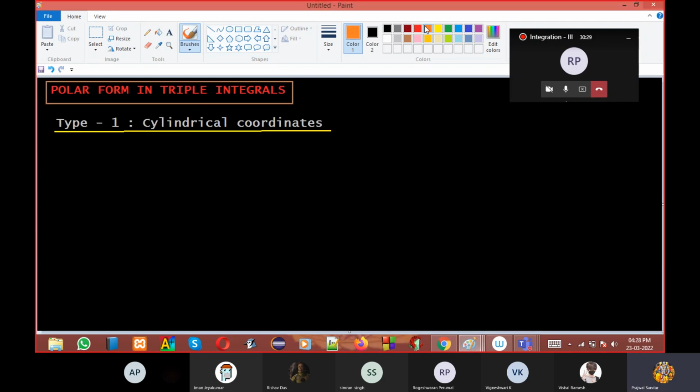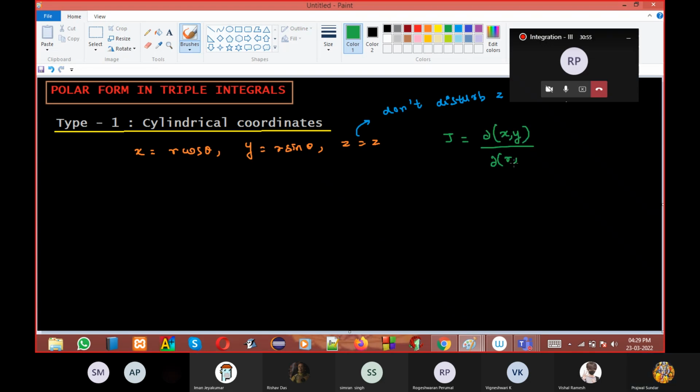Here, how will we take it? Same thing: you write x as r cos theta, y as r sin theta, and z you don't change. Don't disturb z; only x and y you change. Z you keep constant. This is called cylindrical coordinates. Now can you tell me what would be the Jacobian of x, y by r, theta? R. Very good, quick answer. So you can change the integral to do the integration better.